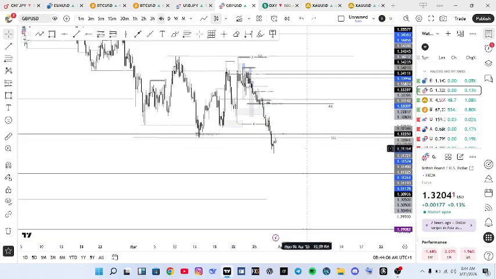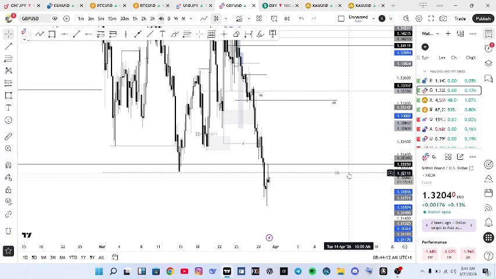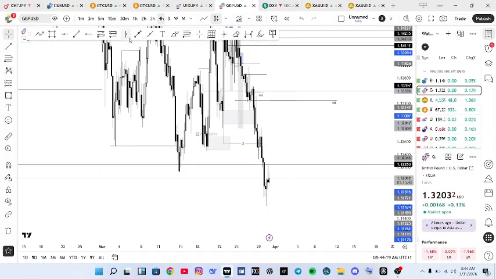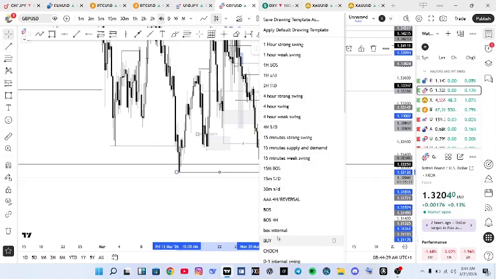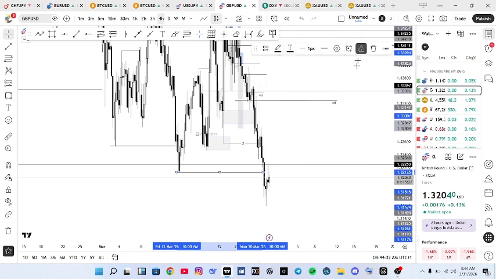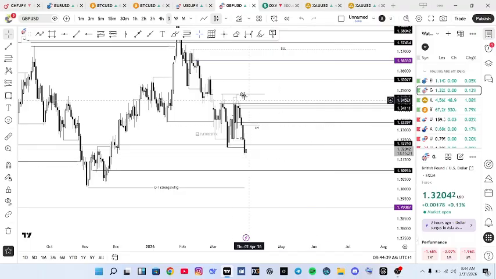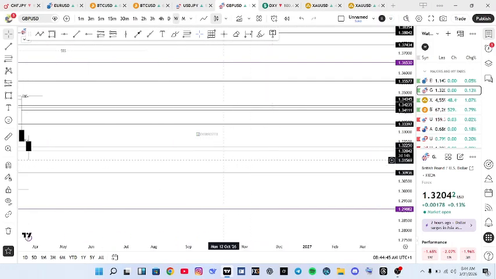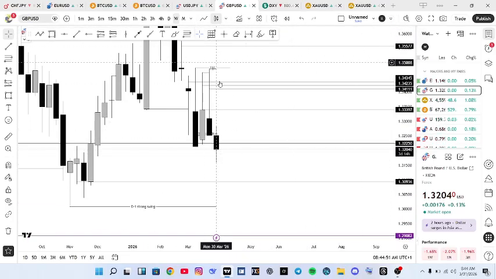So on GBP USD, we have a break. I mark this zone as liquidity because it's our next draw on liquidity. I think price has done something about it. So this is a break of structure now. This is a break of structure. Let's see weekly. Now price has done something. Yeah, price has done something.